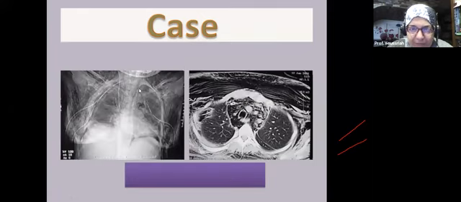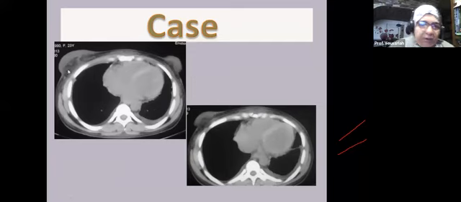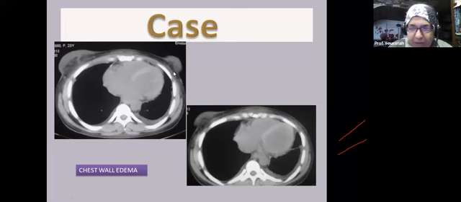Now here we have the surgical emphysema and mediastinal emphysema also. This is the opposite. Now we have fogging of the chest wall. We have dense breasts. Okay, we have bilateral effusion and cardiomegaly. This is a case of anasarca with chest wall edema. This is chest wall edema.